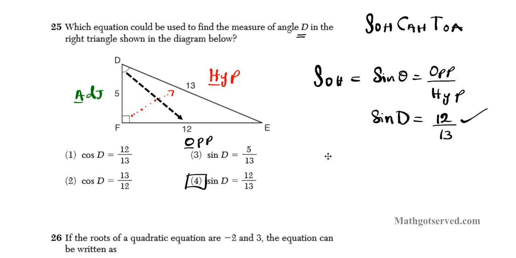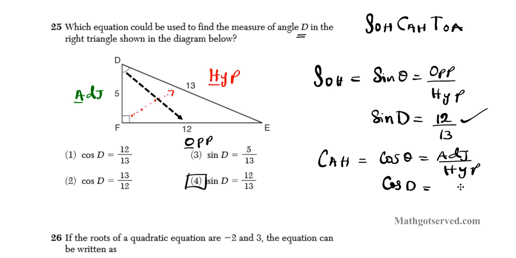Okay, so this is good. Let's try out the rest just to show you that they're false. CAH is cosine theta equals adjacent over hypotenuse. In this case, cosine D is going to be the adjacent, which is 5, over the hypotenuse, which is 13. Do you have cosine D equals 5 over 13 here? Nope. And then if you wanted to do tan, TOA, we're just simply going to have tan D equals the opposite, which is 12, over the adjacent, which is 5. Okay? So the only correct answer is the one that matches our first pair of sides, sine D equals 12 over 13. Okay? So there you have it.